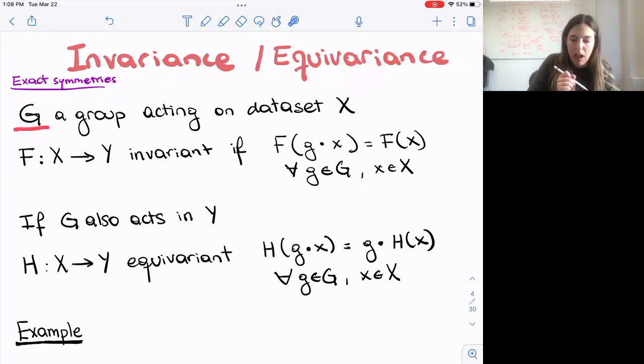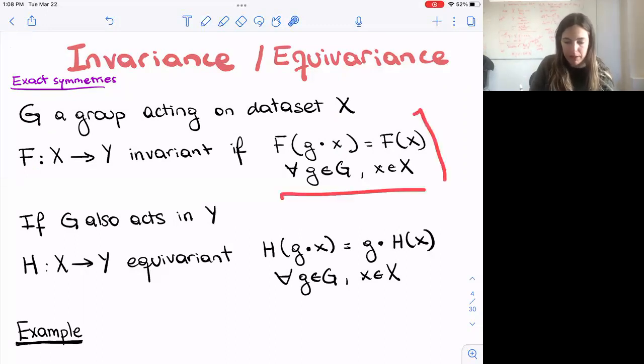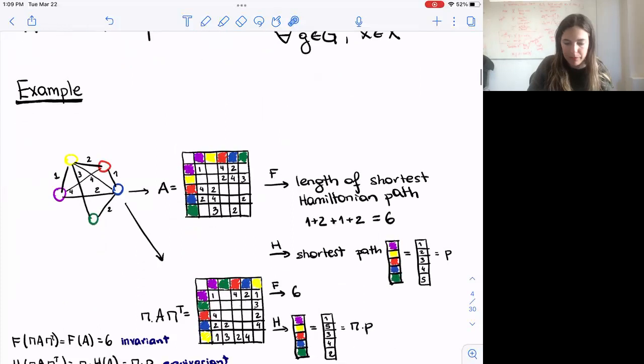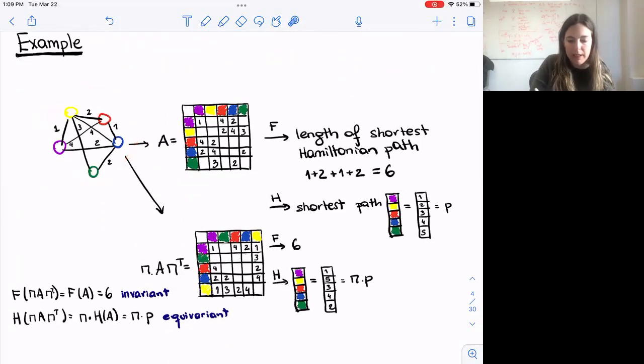So we are going to consider G, a group, that is going to act on some data set that lives in Euclidean space, like R^d. Then f is going to be an invariant function if, when you take a group element g and multiply g times x, f of g times x is equal to f of x for all g and all x. That's invariant. Then if G also acts in the range of the function, you can define equivariant, so that if you act on your input, then you act on the output by the same group element. You don't need to have the same action in both spaces, but you just need to have the same group acting in both spaces. So for example, if I have this graph, I can write it as this adjacency matrix or this adjacency matrix.